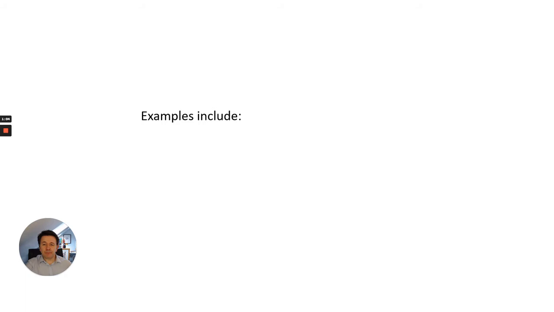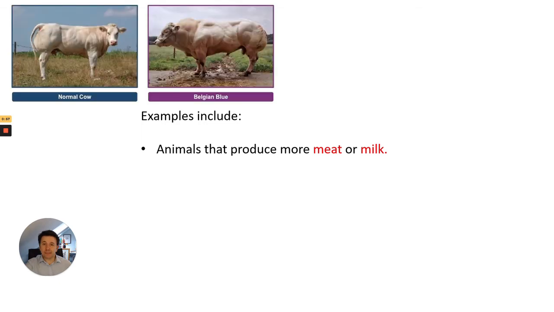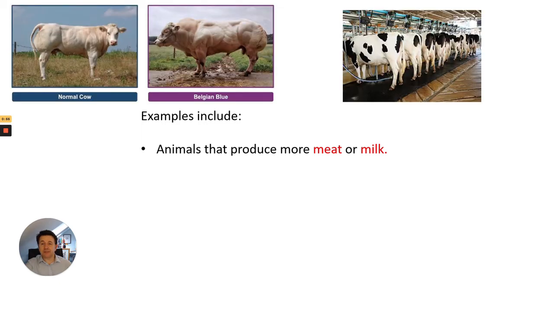So here are some examples. These are the types of examples they might mention in an exam. So animals that produce more meat or milk. In this case you can see the Belgian Blue is a famously selectively bred cow or bull that produces large amounts of lean meat. You might, in terms of milk, want high volumes of milk, or more common now, lower fat milk, which seems to be more popular with the customer.